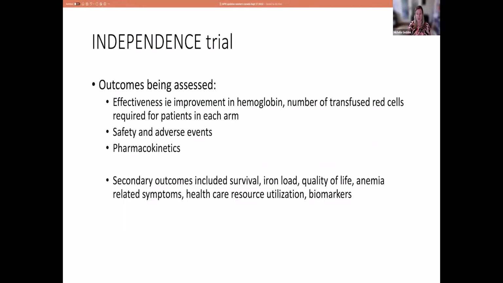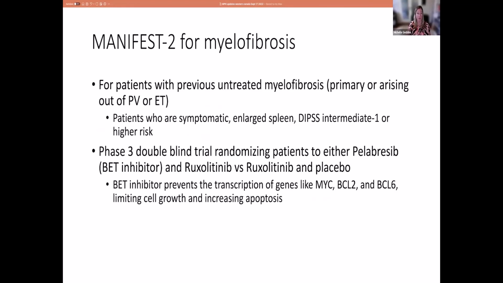So again, as we talked about, we're looking at improving red cell function, but they're also looking at survival, iron overload, quality of life, anemia-related symptoms, and also healthcare utilization. So are people in the hospital more? Are they going to appointments more? Those kinds of things.